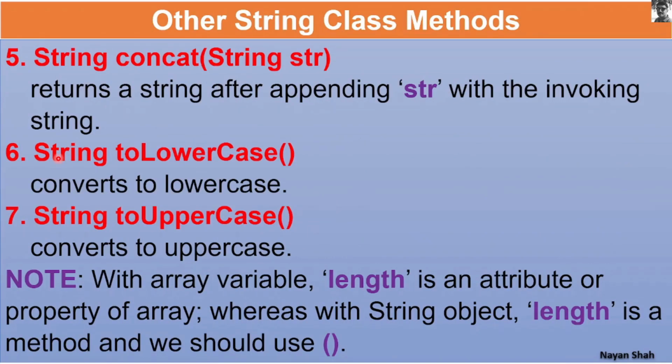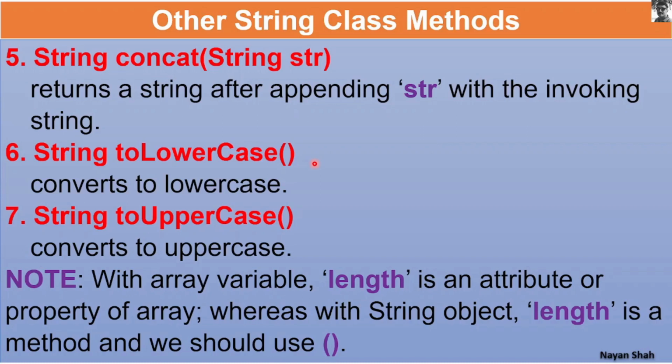String concat(String str) returns a string after appending str to the invoking string. In simple words, the concat method is used to join 2 strings. When you want to join 2 strings together, you use the concat method. The 6th method, String toLowerCase, converts the invoking string into small letters. The entire string will be converted into small letters if there are capital letters. And the last, 7th method, toUpperCase, is the opposite of the lowercase method. It converts the entire string into capital letters.